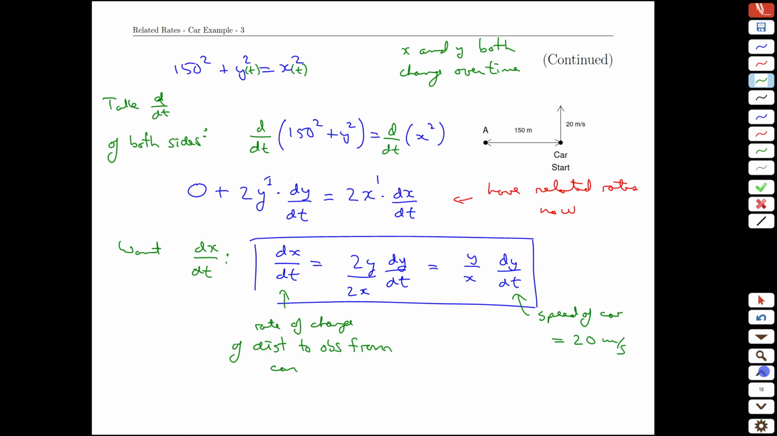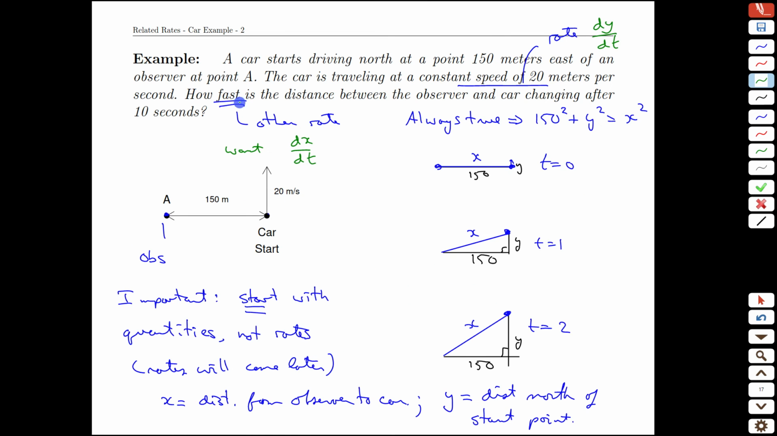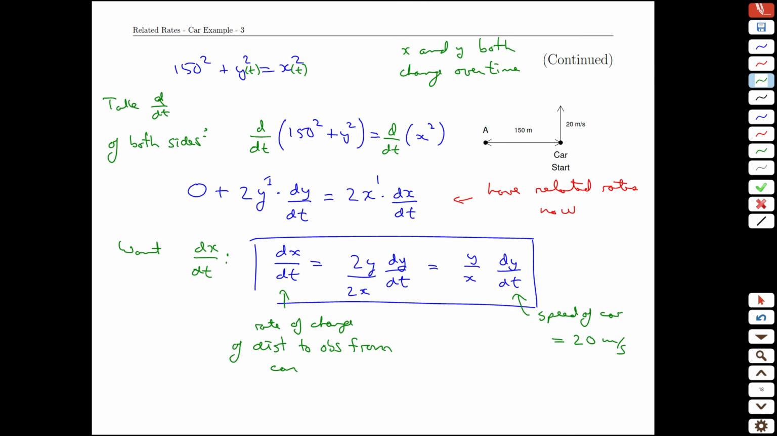Let's go back a page. We're asked how fast is the distance between the observer and the car changing after 10 seconds. So that's the last missing ingredient. It depends on the problem, but what we can say fairly conclusively, because the situation for the car is fairly simple, is that after 10 seconds, we need to know the y and the x quantity. So there's our x, our y, and our 150.